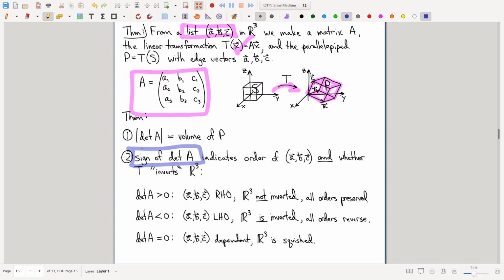So again, whether the sign is positive or negative tells you pretty cool information, not just about the parallelepiped, not just about the list, but also about the related linear transformation. So, very cool theorem, and very powerful in a lot of ways.